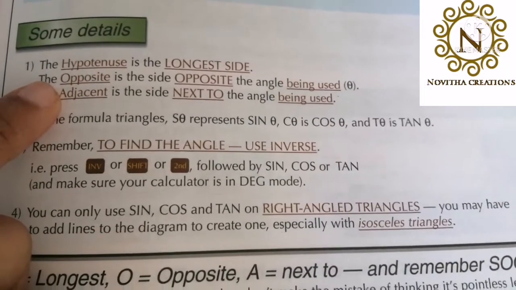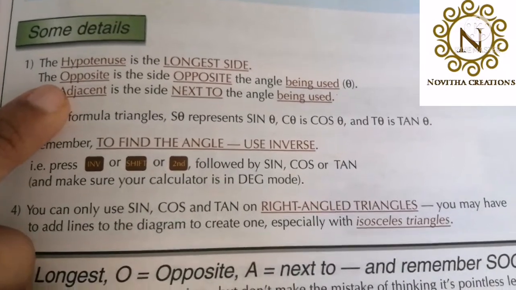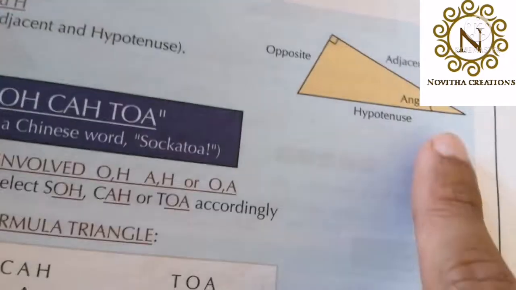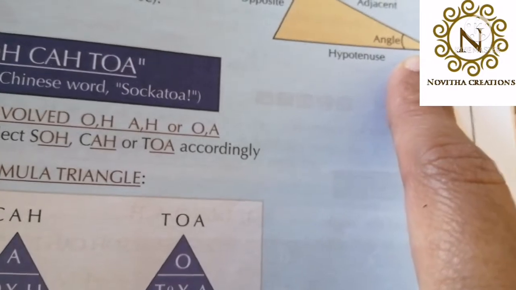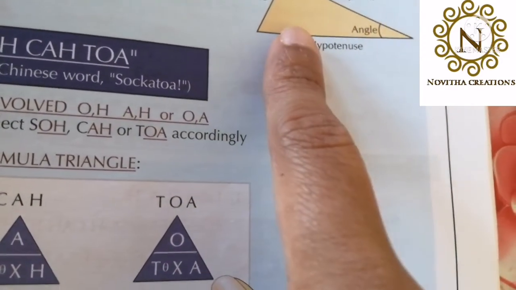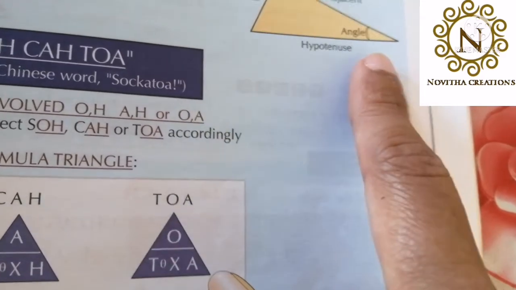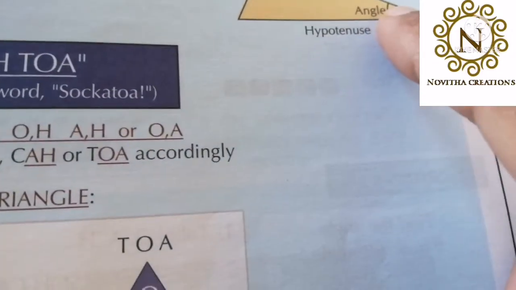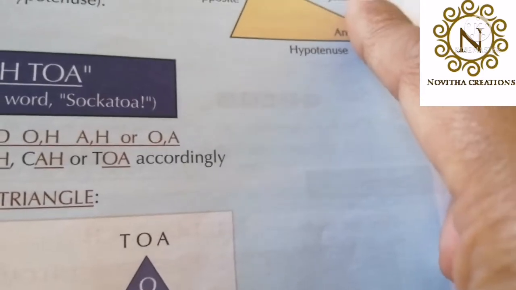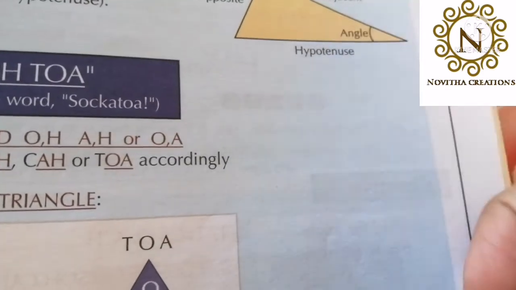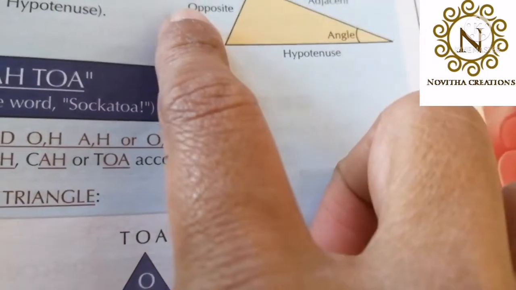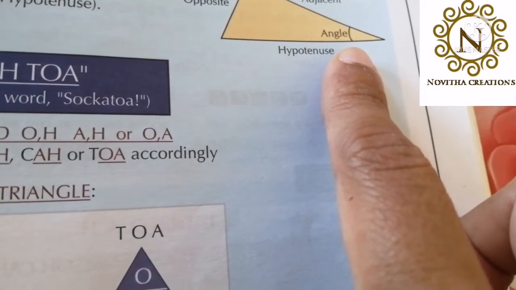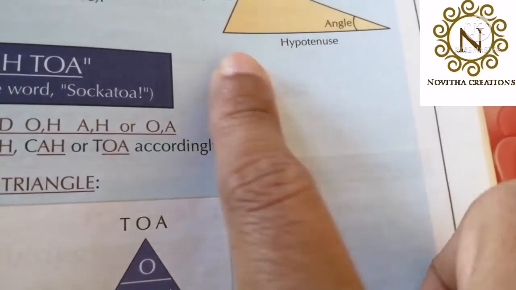The opposite is the side opposite to the angle being used. You can see here, opposite is the side opposite the angle being used. The adjacent is the side next to the angle being used. So adjacent is the side next to the angle being used, but opposite is the side opposite the angle being used, and the longest side is the hypotenuse.